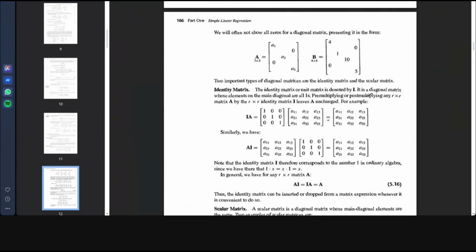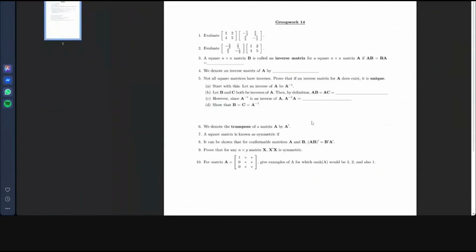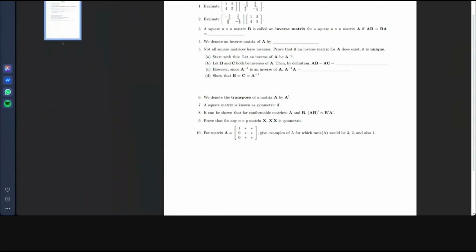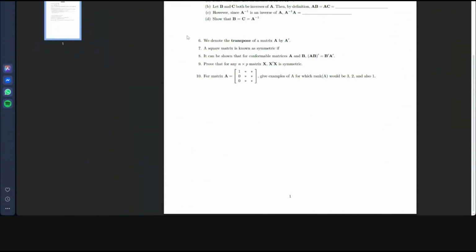So at this point, I will ask you to work on group work 14. And I want you to look specifically at questions 6 through 10 first. 6 through 10. Some of these are repetition. We denote the transpose of a matrix A by A prime. We know that. So I want you to answer 7 and then look at 8. This is something that I will cover in a few minutes, but you need this now to prove 9, right?